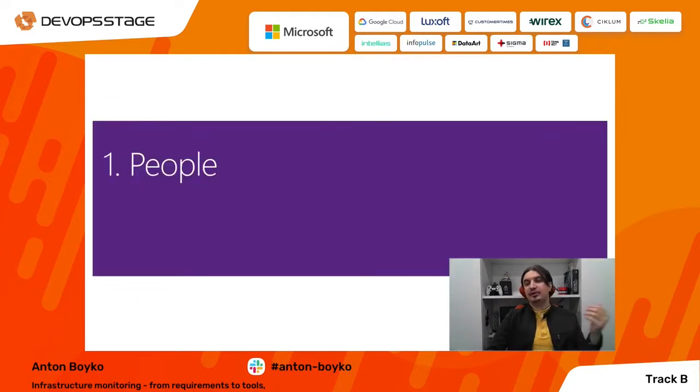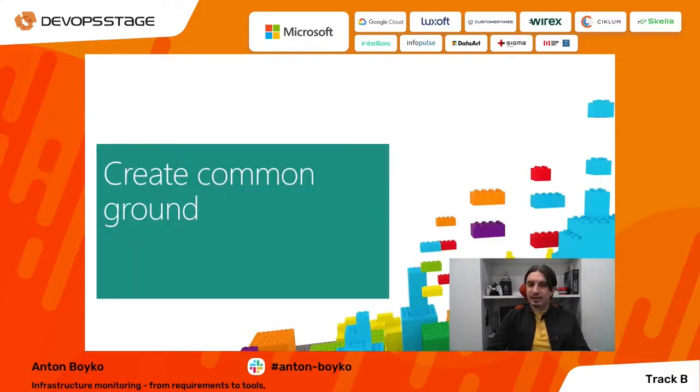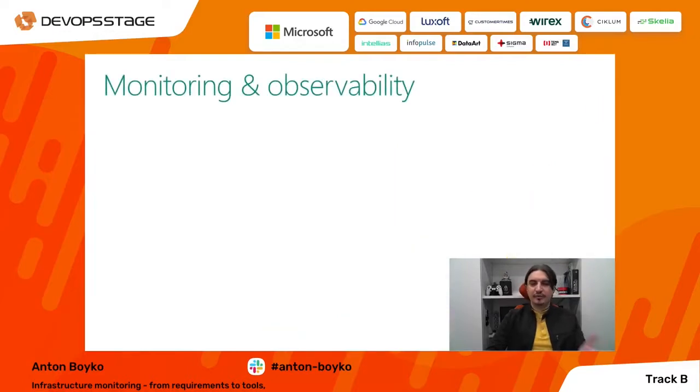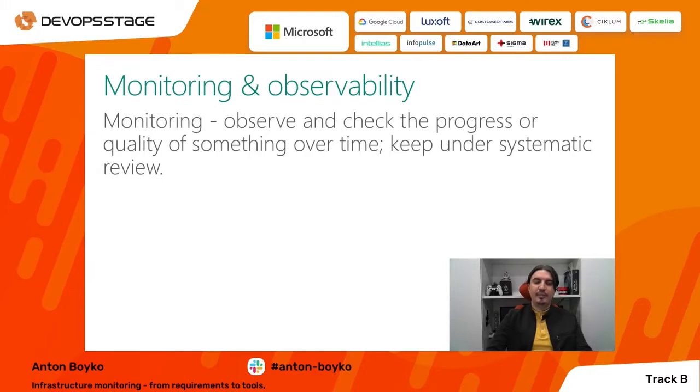So let's talk about the first stage. Let's talk about the people. So for the people, as I was saying, it's very important to create that common ground. How did we do that? So first of all, we need to understand that there are two things: monitoring and observability. When we talk about monitoring, it is the process of how we observe and check the progress or quality of something, okay?